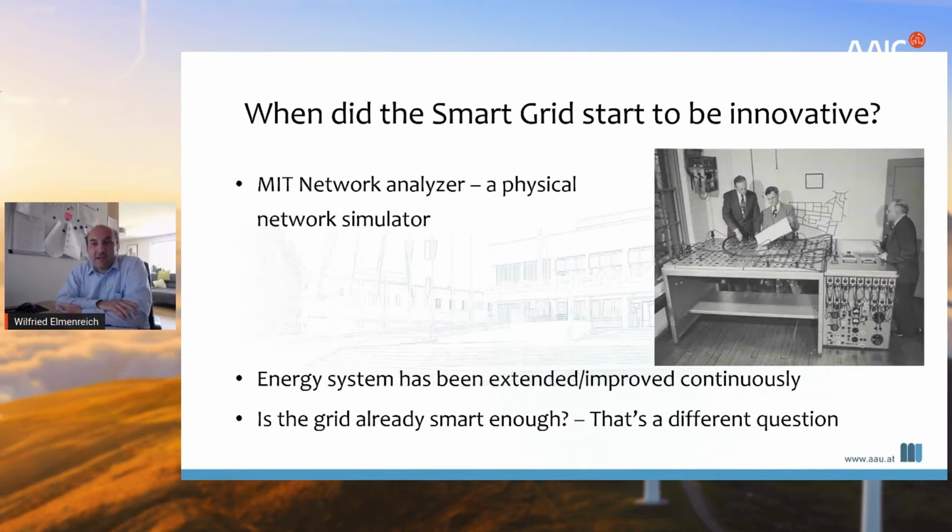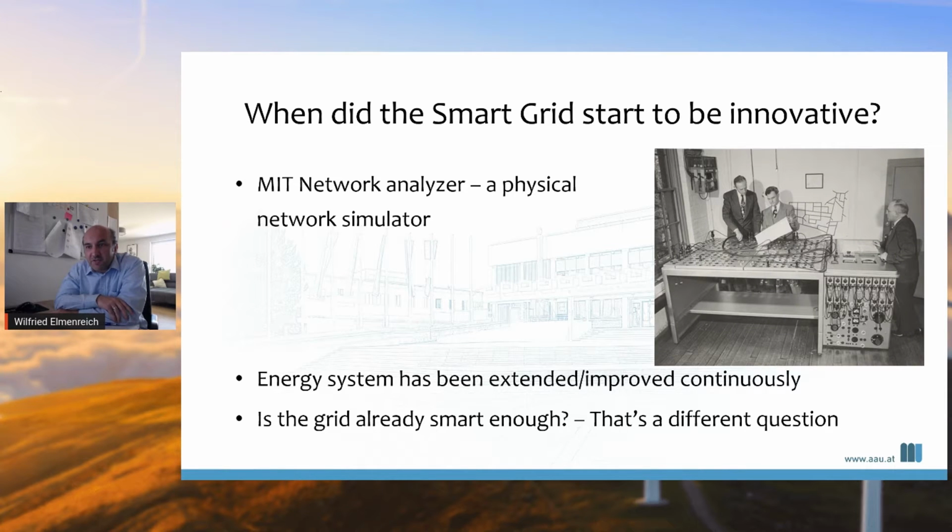Of course, the first question is, when did the smart grid start to be innovative? We have heard several talks today. In some keynote, it was mentioned that we are now at the point where we really need to speed up innovation. We need to get the energy transition forward, and it also conveyed the sentence that so far smart grid was not innovative. But I would not go so far to say it was not innovative at all, because the energy system has always been extended and improved continuously.